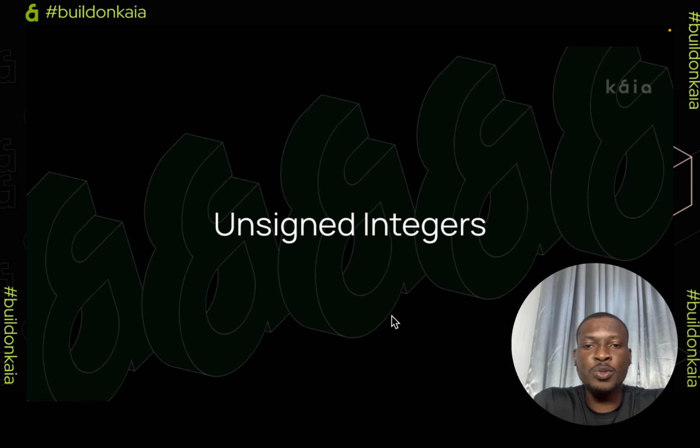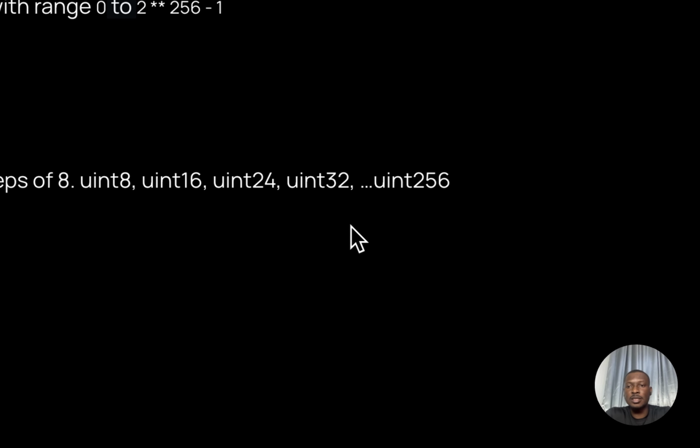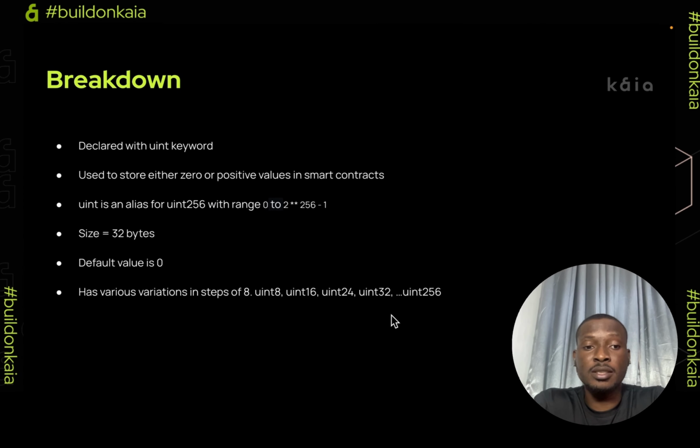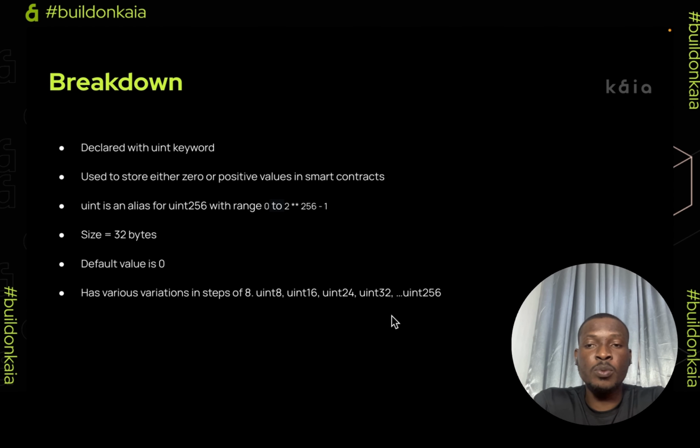Moving forward, we also have unsigned integers. So what are unsigned integers? You can declare an unsigned integer using the keyword uint, which means that anytime you want to specify the unsigned integer type in your smart contract, you use the keyword uint. It's used to store either 0 or positive values in your smart contract. You can store values ranging from 0 to 200, 2 million, and all of those things.